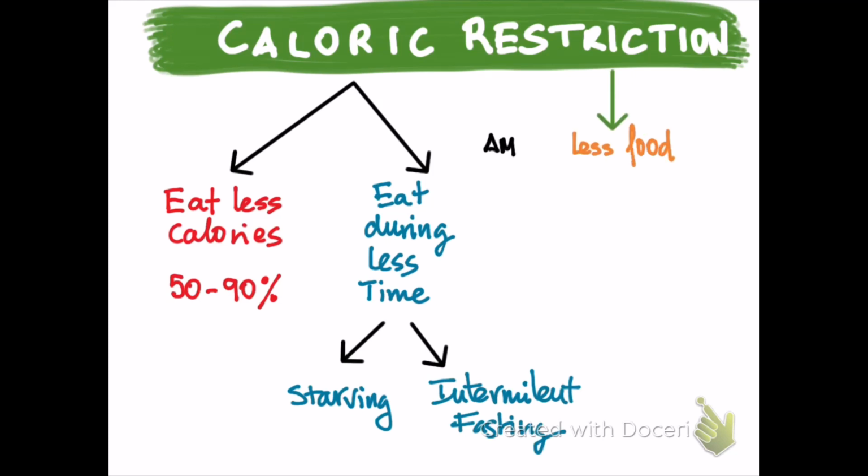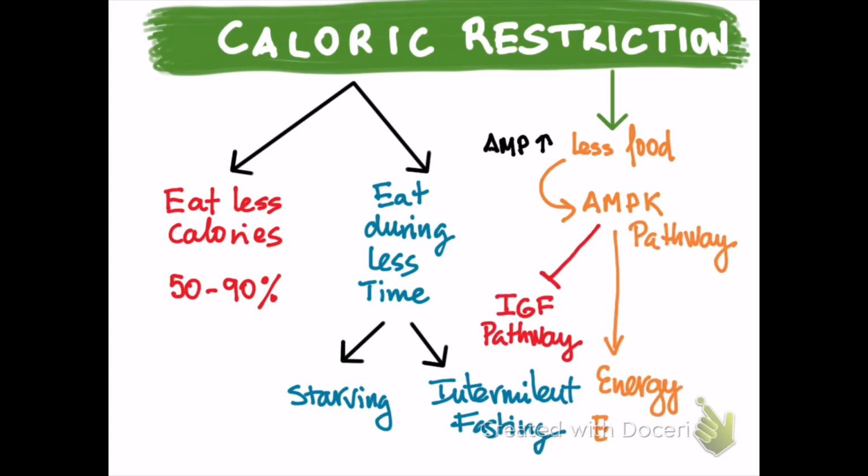Calorie restriction induces an increase in AMP, which activates AMPK, the catabolic pathway. Calorie restriction favors the catabolic pathway, a blockade for the anabolic insulin pathway, while activating mitochondrial metabolism, which increases the energy efficiency of the cell and improves the recycling of cellular components.